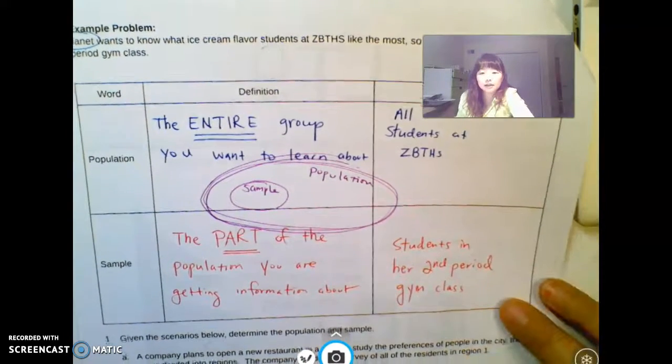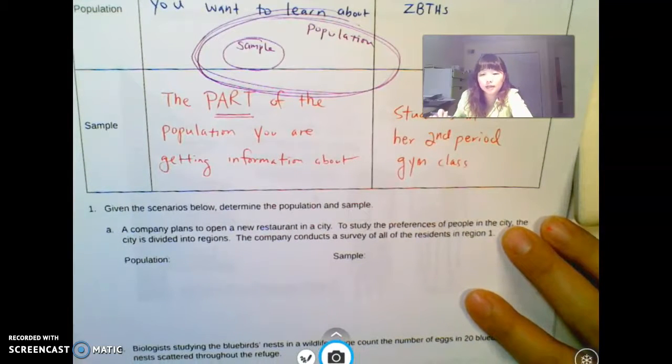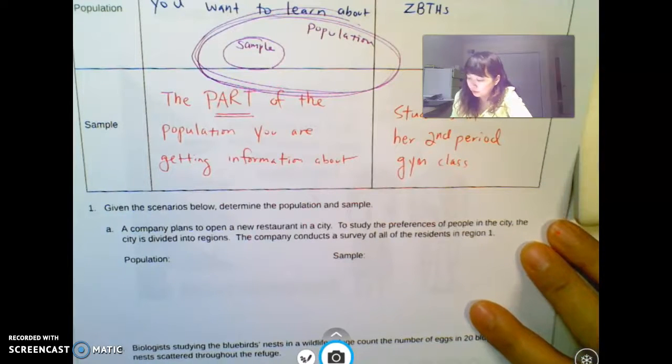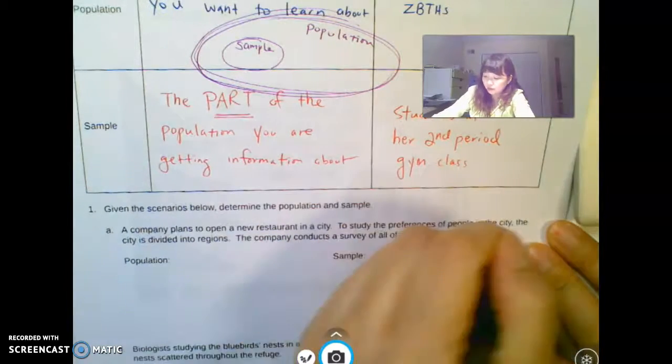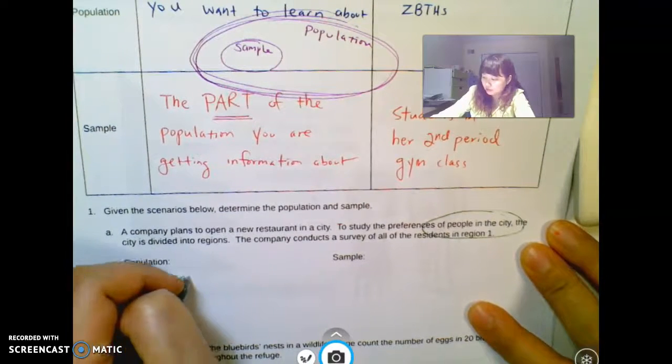So let's take a look at these examples and see if you can determine the population and the sample. A company plans to open a new restaurant in a city. To study the preferences of people, the city is divided into regions. The company conducts a survey of all the residents in region 1. So the population is, they want to study people in the city, right? So they wanted all people in the city.